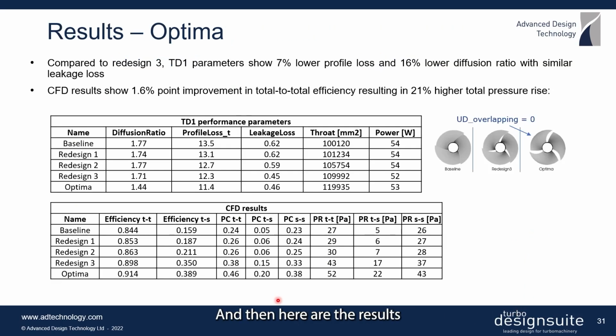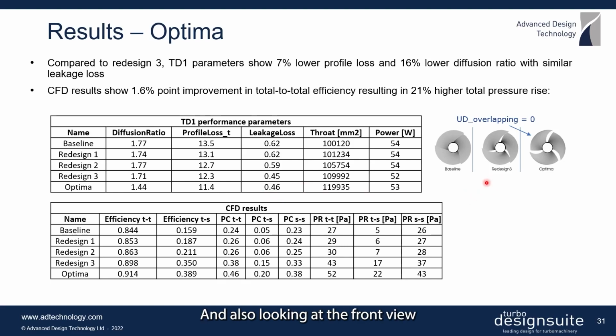And then here are the results for the optimized fan, and it's interesting to see the effect on the Turbo Design 1 parameters, where there is a significant reduction in the overall diffusion ratio and the profile loss as a result of the optimization, without any compromise in the tip leakage loss.